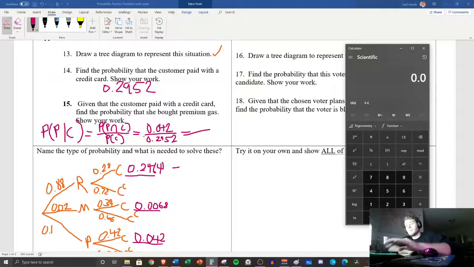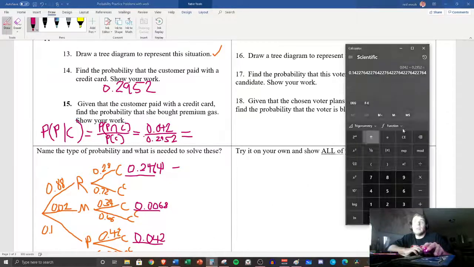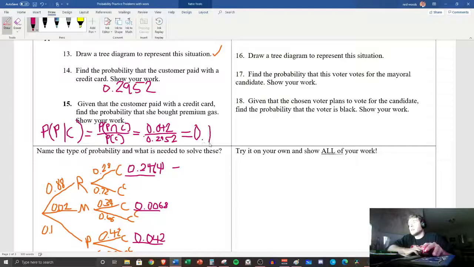So 0.042 divided by 0.2952. Put that in right. We'll round to 4 places generally on these. Let's look at that again. 0.1423, it looks like. There we go. So that's our answer for these questions.